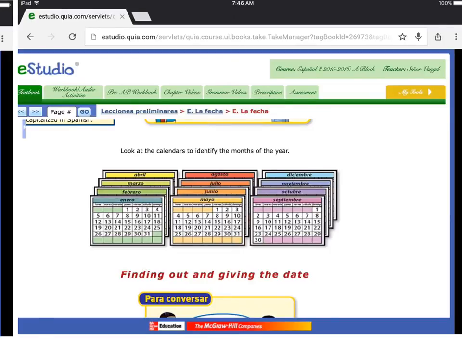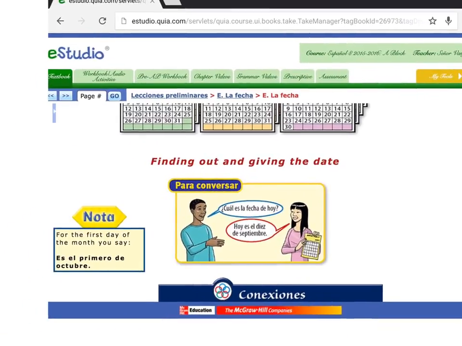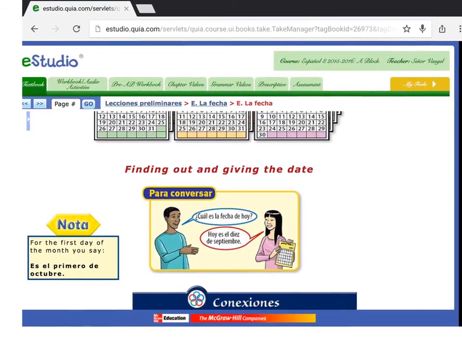Now scroll down again, and we have the most important question of this section. I'm going to be asking you questions like this a lot. The question is, ¿Cuál es la fecha de hoy? And this means, what is the date of today? Remember, we just learned that word hoy. And now she's telling him, today is the 10 de septiembre, the 10th of September. So hoy es el 10 de septiembre.